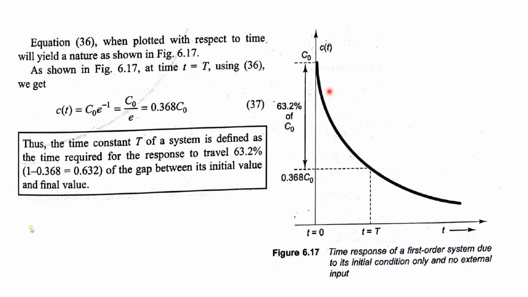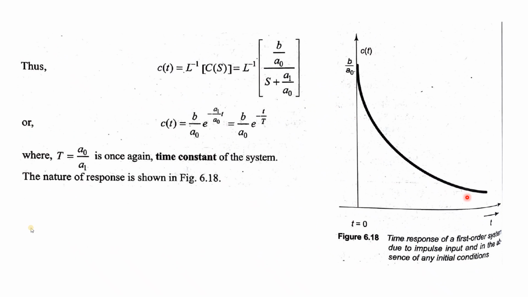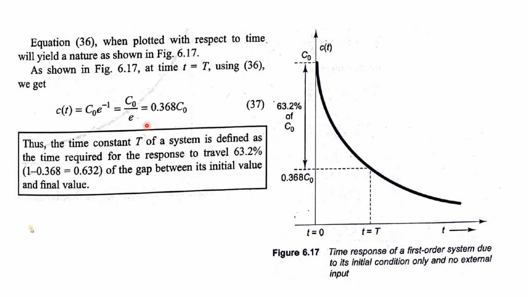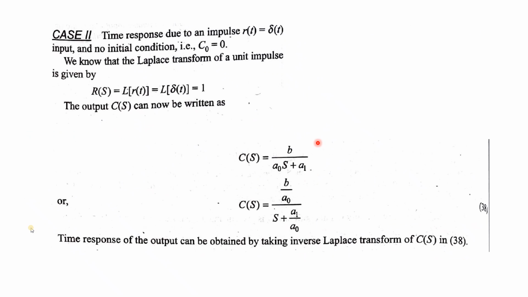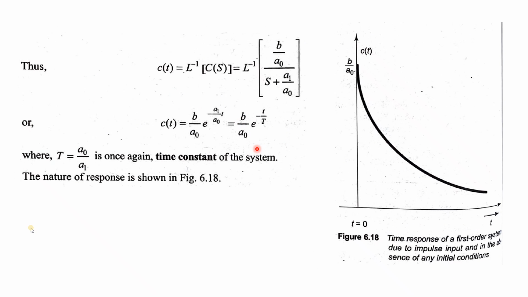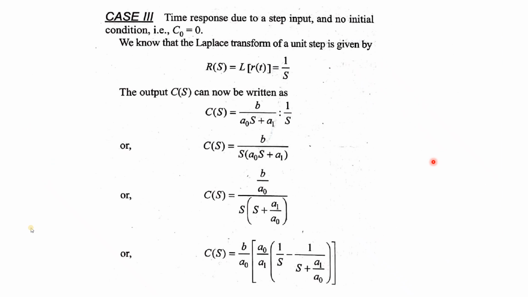So here also it is an exponentially decreasing function. Okay, so the values may change depending upon A0 and all these things. Here it was C0, but over here it is not C0, it is B by A0. So the response is exponentially decreasing, but there is some change in the output. Same thing over here also.